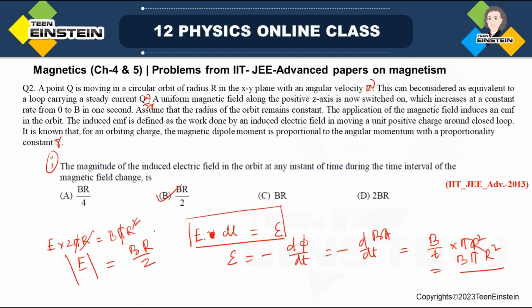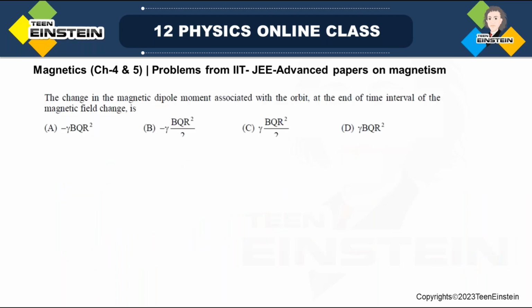Now we have to solve another problem. The change in the magnetic dipole moment of the orbit at the end of the interval of time, as the magnetic field changes. So how do you find out the magnetic dipole moment? The magnetic dipole moment can be found out as I into A.